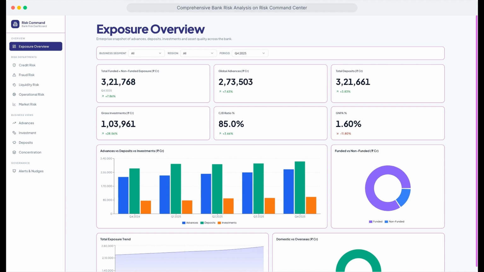Users can track trends, compare risk across segments and geographies, monitor thresholds, identify hotspots, and take action through alerts and nudges. With future business views, the platform can further extend into deeper drill downs, cross-risk overlays, concentration analysis, regulatory ratios, capital planning, and enterprise-level risk intelligence.